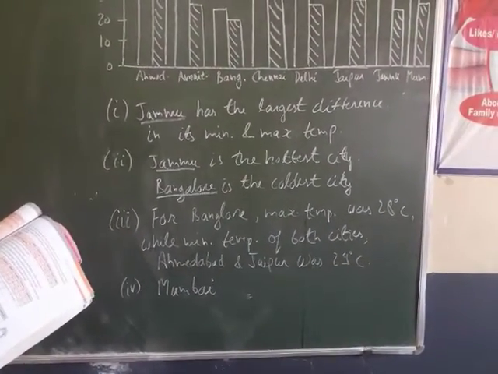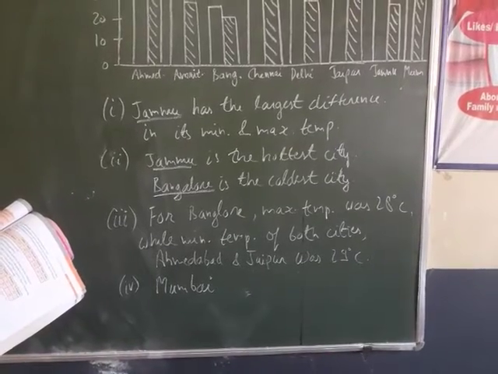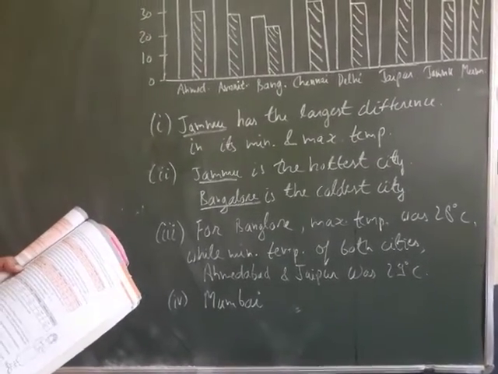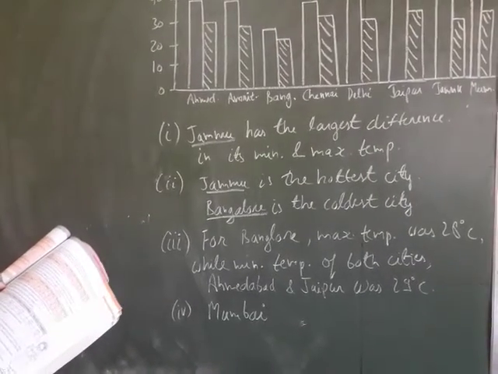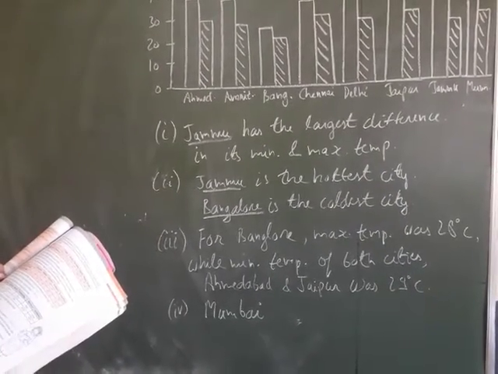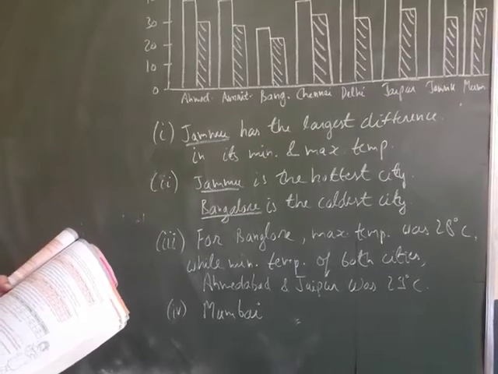Then in the fourth part, you have to name the city which has the least difference between its minimum and maximum temperature. So Mumbai is the city which has the least difference between its minimum and maximum temperature.